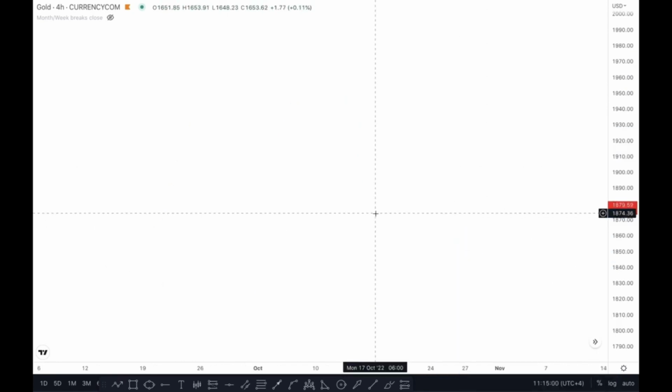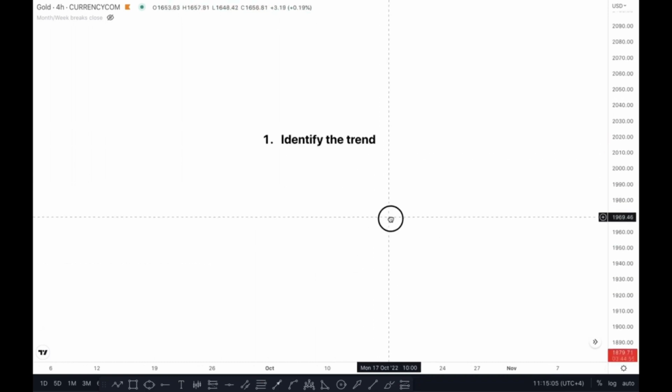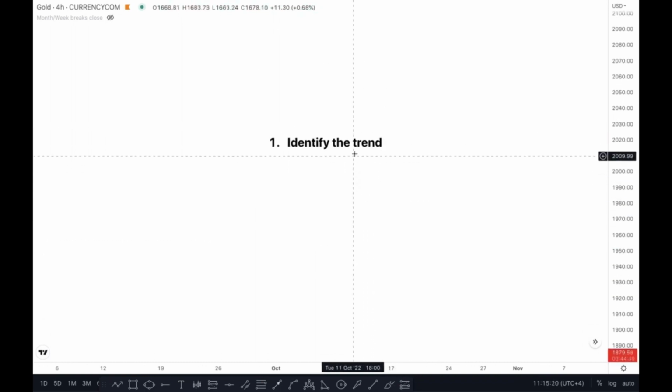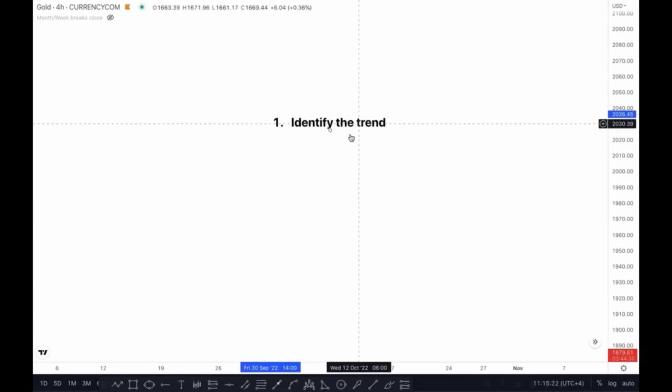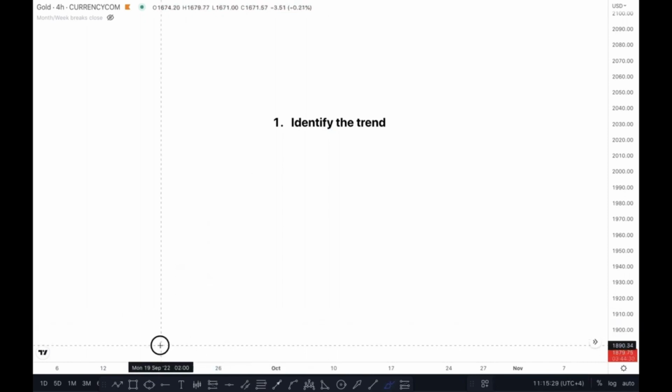Now that we know the flag pattern and also nature's theory, let's talk about how to trade them. We're going to have a systematic approach on how to identify these patterns. First thing that we need to do is identify the trend of the market. As you all know, in trading, we have three types of trend.